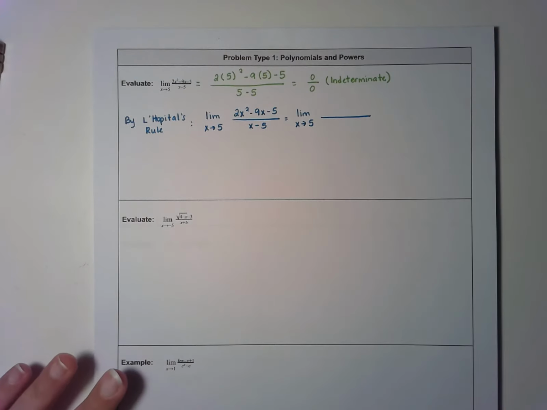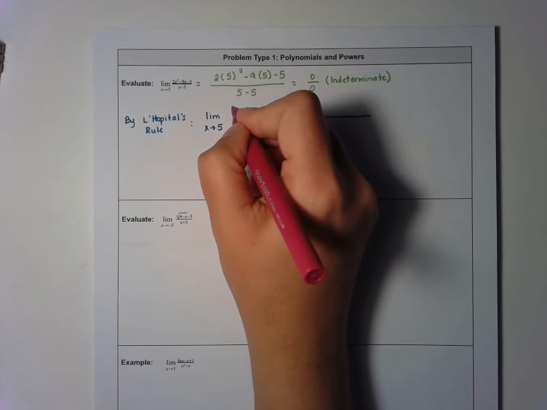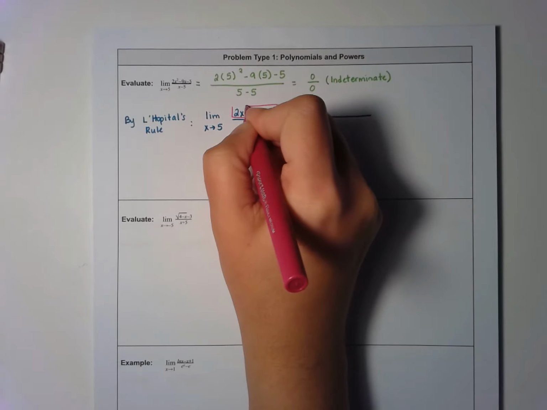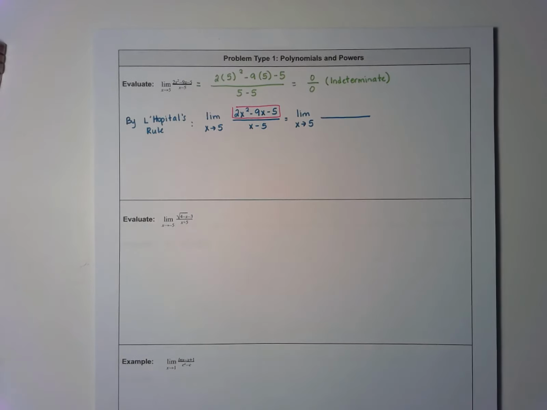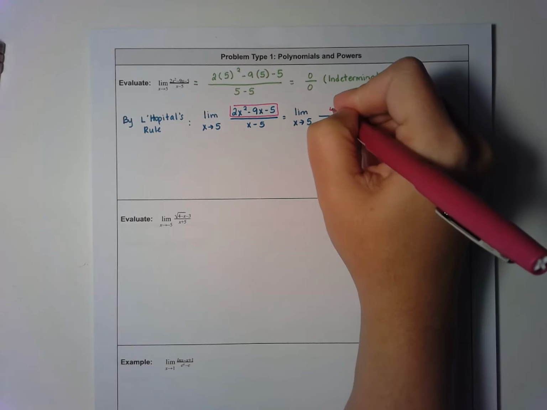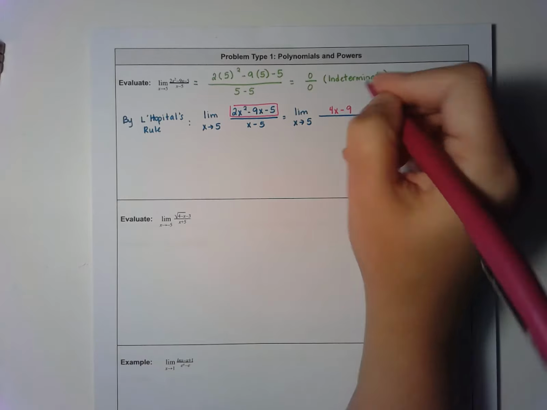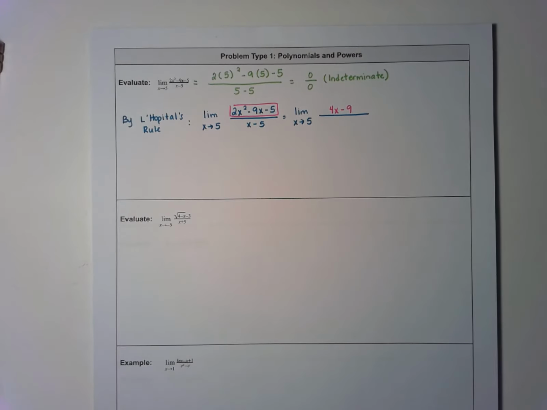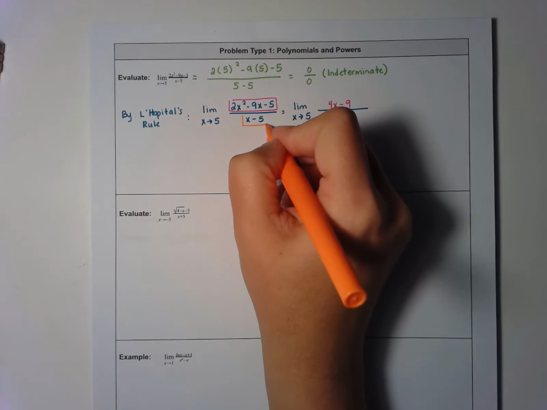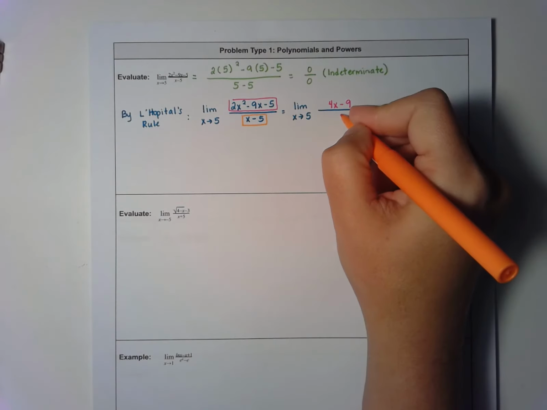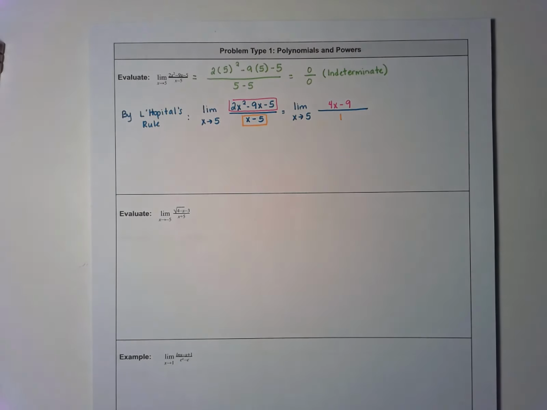So first, we would find the derivative of the top. And again, I'm not using quotient rule. I'm just doing 2 separate derivatives here. So it would be 4x minus 9. And then we would find the derivative of the bottom. And again, I'm not using quotient rule. I would just take the derivative of the bottom, and that's just 1.